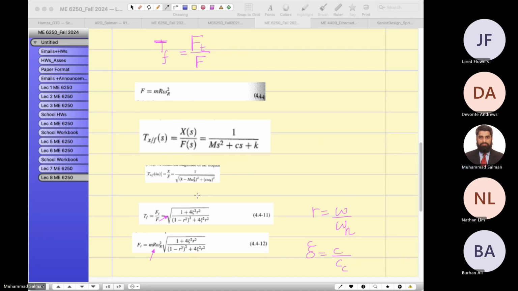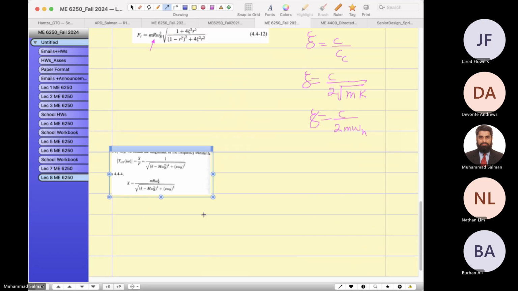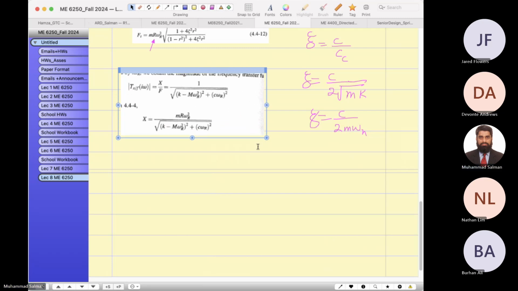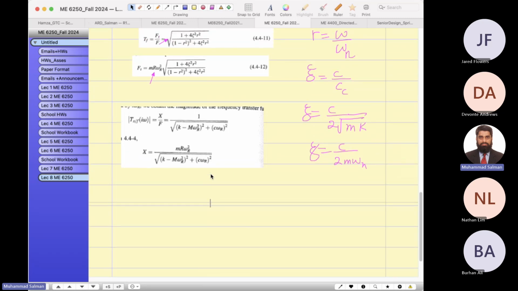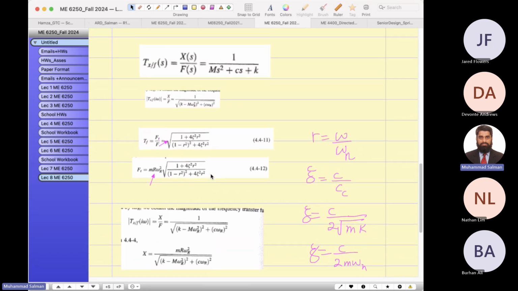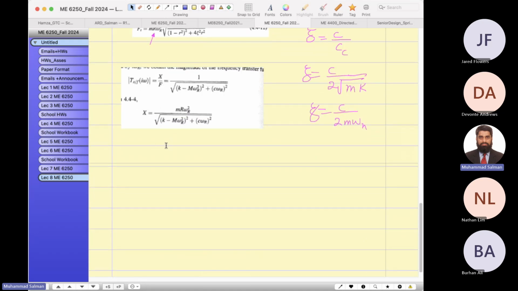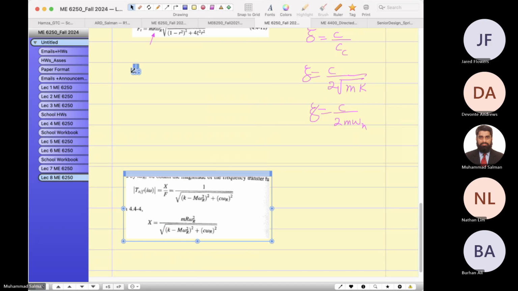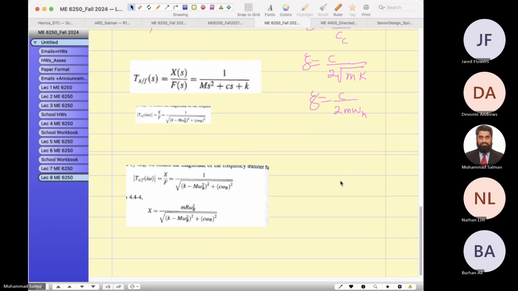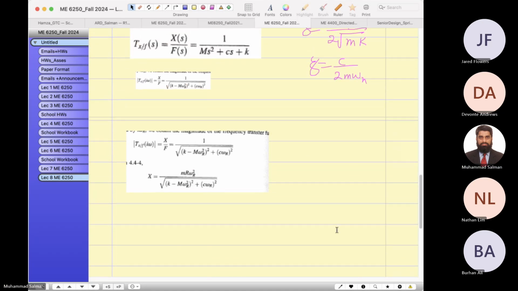This is the amplitude of the foundation. So amplitude can be found using the same formula from here. Let me grab this one here, and then I can put this over here. So these are the two formulae.